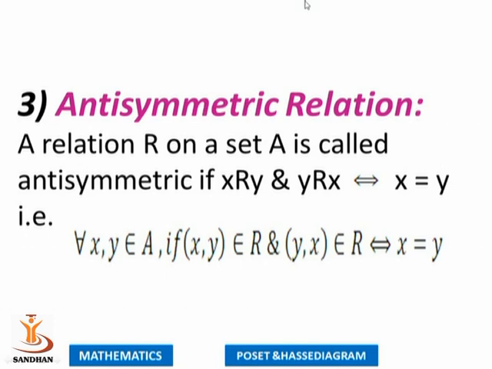Antisymmetric relation. A relation R on a set A is called antisymmetric if x related to y and y related to x implies x equals y. That is, if we find (x, y) in the relation R and (y, x) in the relation R, then x must equal y.